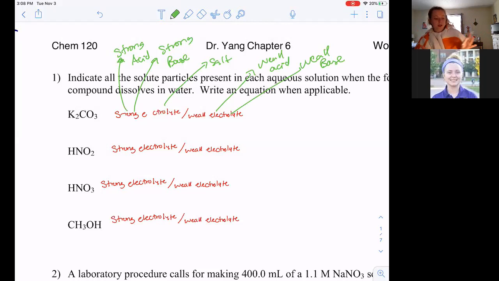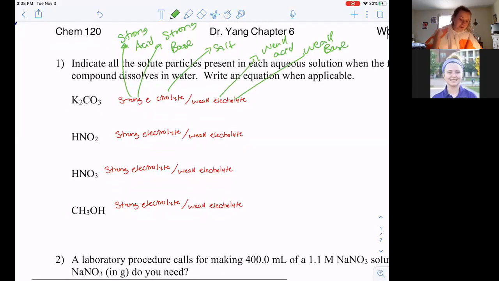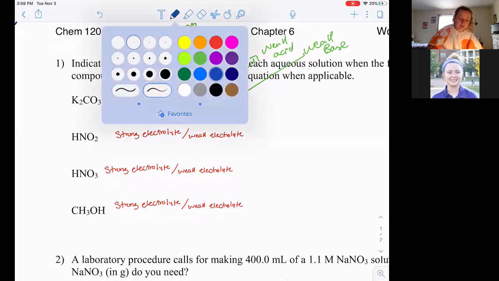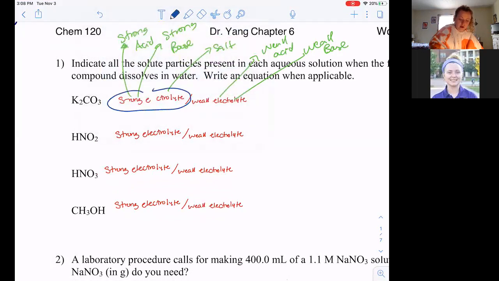And so the next thing is you have to remember those things you had to memorize. If we were going through, the first thing we're going to do is figure out if it's strong or weak. This is a strong one. This is a weak one. This is a strong one. This is neither. It's a non-electrolyte.